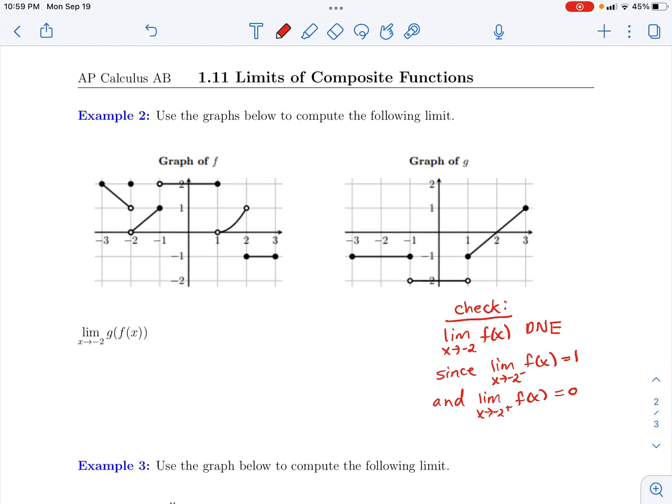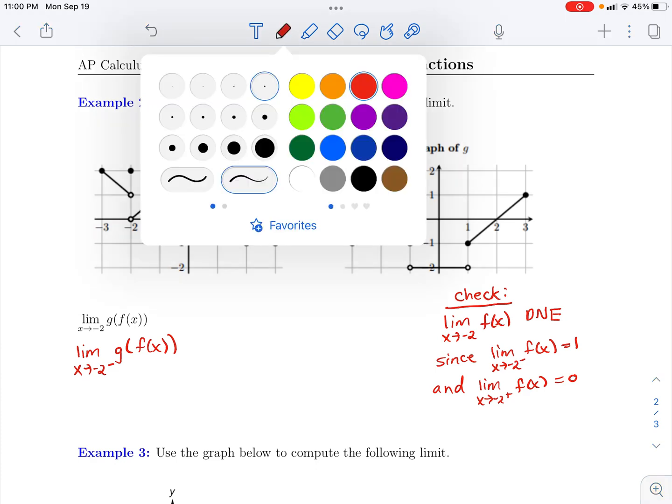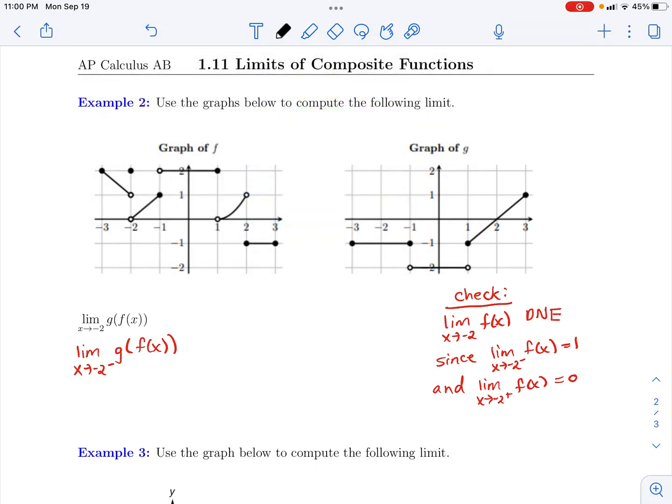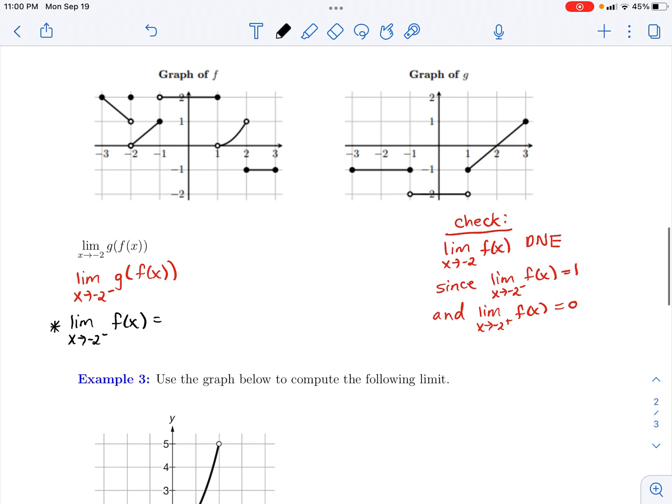So now what I need to do instead is to consider the limit as x approaches -2 from the left of g of f of x. And so how I'm going to do that is I'm going to consider the limit as x approaches -2 from the left of the inner function. Okay, so the same idea as I would before, except now I'm considering it from the left. So I'm going to do the limit as x approaches -2 from the left of the inner function, in this case f. And so we said that this would be 1.